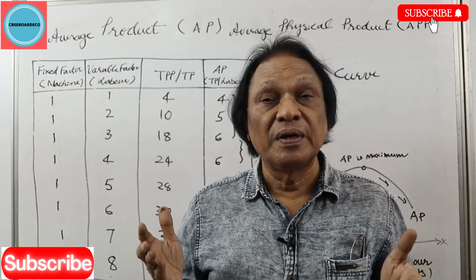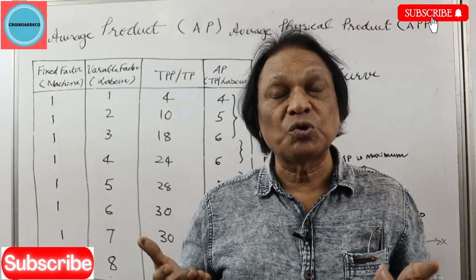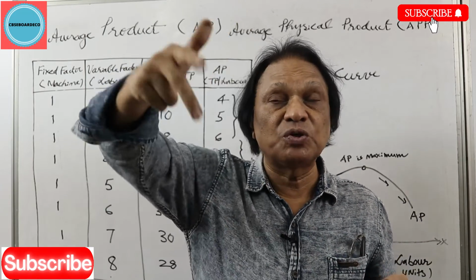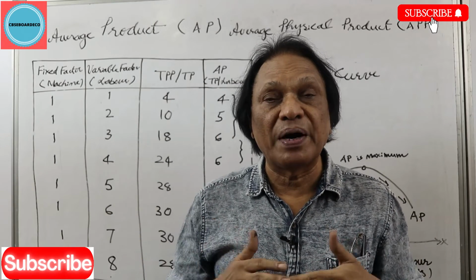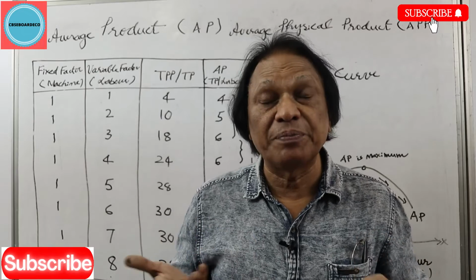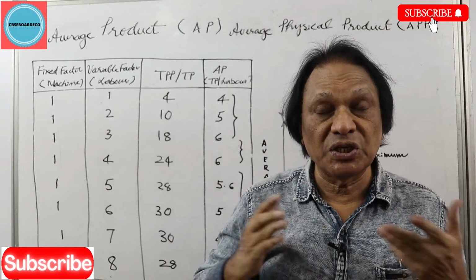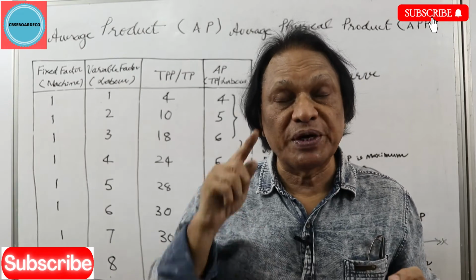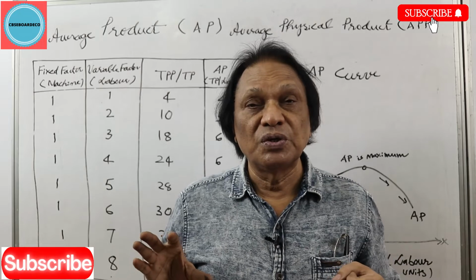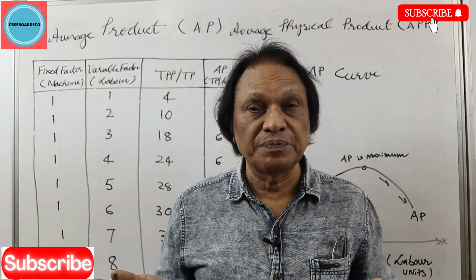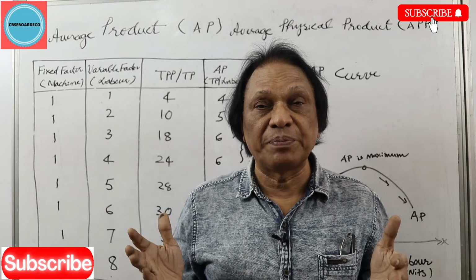For example, if 10 laborers are producing 20 pence, so on an average, each laborer is giving you 2 pence. How do we get that? AP is equal to TP upon number of labor units. So in this case, the total product is 20 pence by engaging 10 laborers. So average product is 20 upon 10, that is equal to 2. That means on an average, each laborer is giving you 2 pence. That is average product. So I repeat again, average product is per unit production of labor.